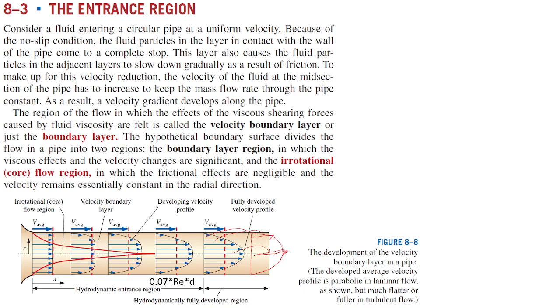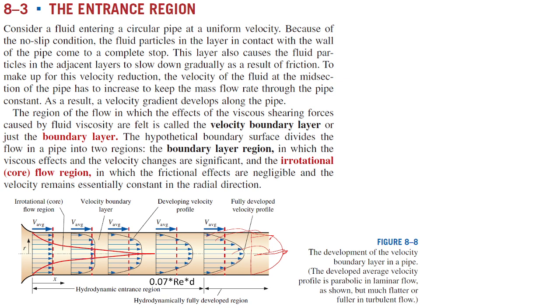Here it is a little bit straight. Here it is not properly getting the shape of the velocity profile, but here you are properly getting the velocity profile. And after how much length will we find that the velocity profile is fully developed?